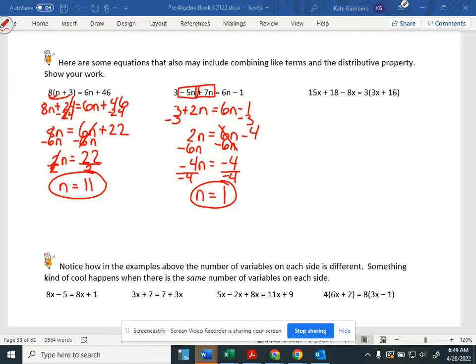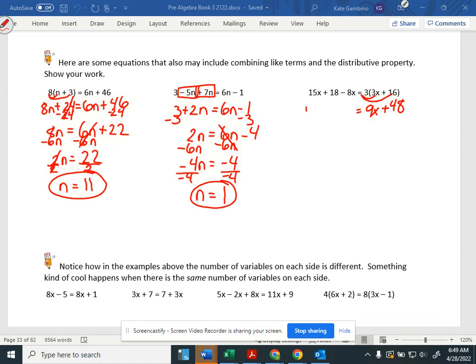Our last one. We do have parentheses, so take care of parentheses first. PEMDAS, parentheses first. So we're going to multiply that 3 to everything inside the parentheses. 3 times 3x is 9x. Positive 3 times positive 16 is 48. I have to do the math real quick.